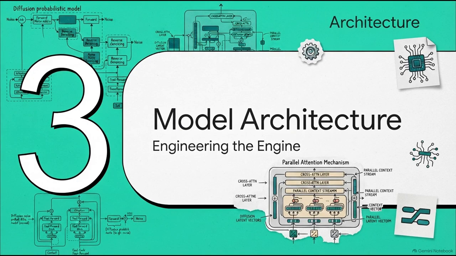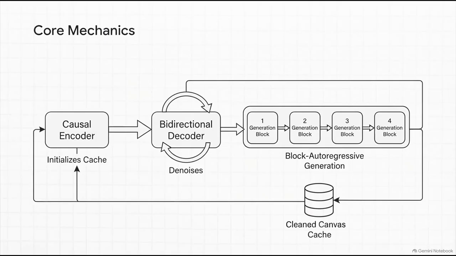Section 3. Inside DiffusionGemma's architecture. Let's look under the hood. To turn all that abstract math into concrete engineering, the DeepMind team adapted the massive Gemma 4 26 billion parameter mixture of experts model. DiffusionGemma uses what is called block autoregressive generation. So instead of generating one token, it processes an absolutely incredible 256 tokens at once. It treats them as a single canvas.